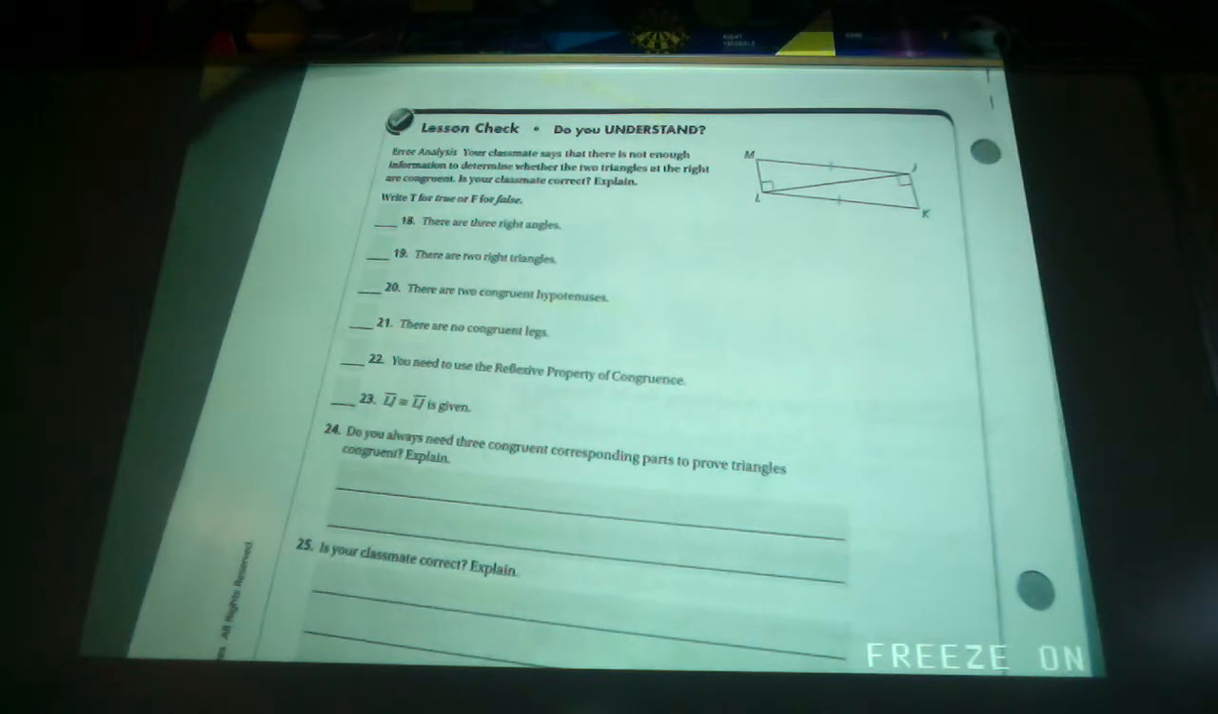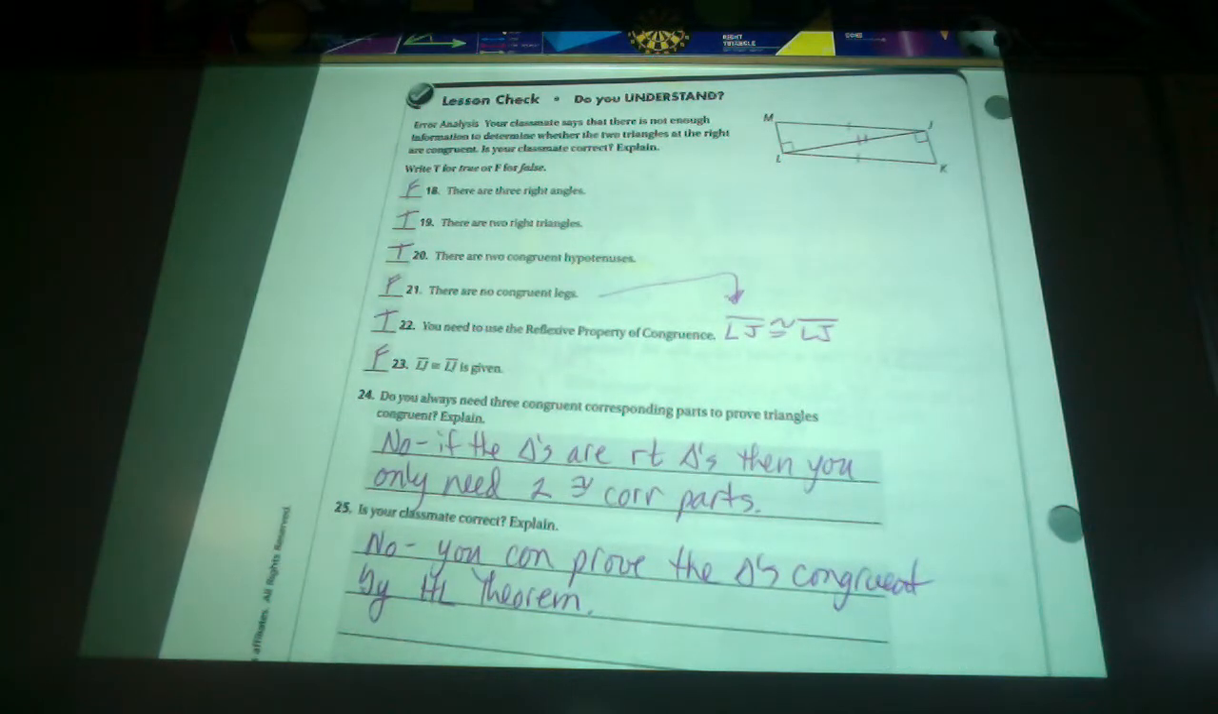Are we ready? So there's your true false answers. There are three right angles. That's false. There's only two. So there are two right triangles. That's true because there's two right angles. There are two congruent hypotenuses. That's true. That's MJ and LK. They are the sides that are across from the right angles.